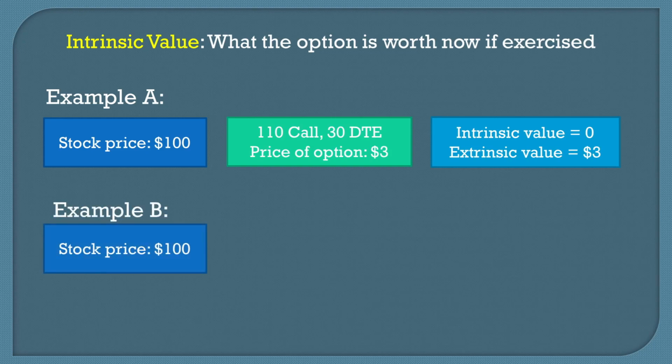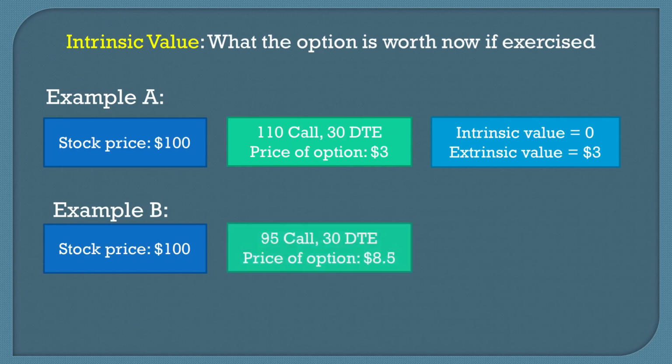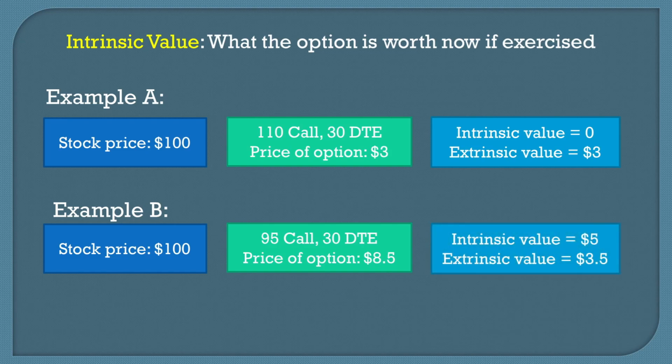Now another example, the same stock is at $100, but in this case, you purchased a 95 call with 30 days to expiration, and you bought this call option for $8.50. So what is the intrinsic and extrinsic value in this example? To calculate intrinsic value, you take the difference between the stock price and the strike price. Since this difference is $5 and this option costs $8.50, the extrinsic value of this option is $3.50.